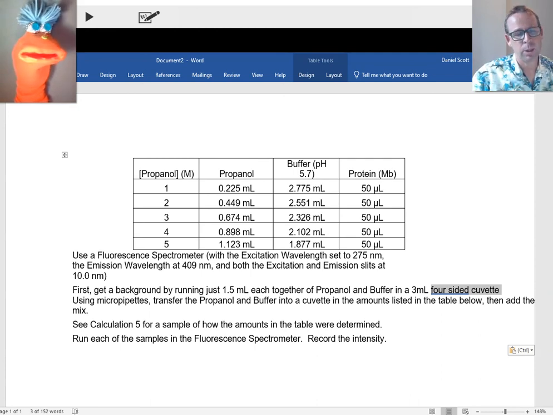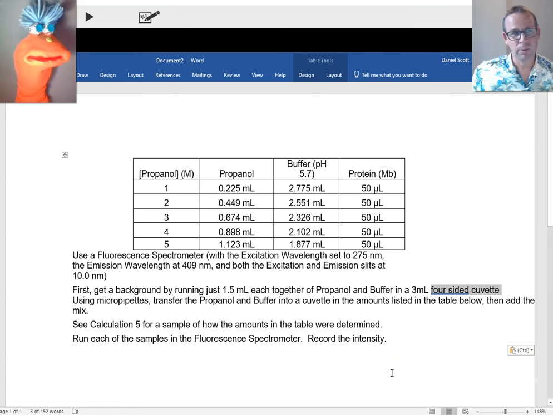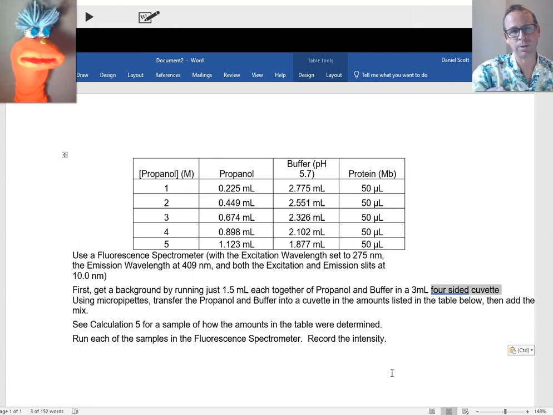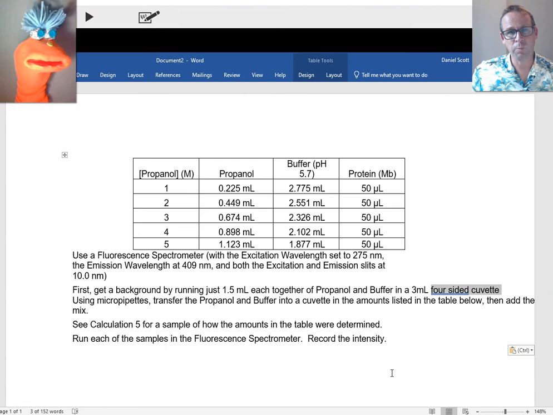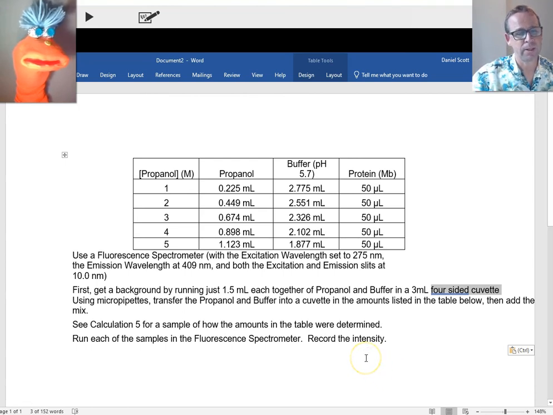That's right. But a fluorescence cuvette can't be that kind of cuvette. The fluorescence cuvette has to be clear on all four sides. Any ideas why? Well, because you're detecting at 90 degrees. That's right. You're detecting at 90 degrees, and so all four sides need to be transparent. Okay, very good.